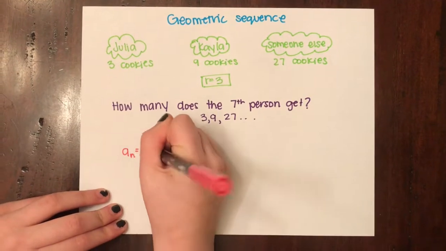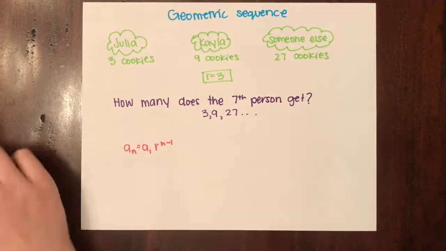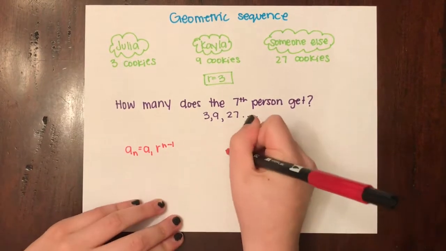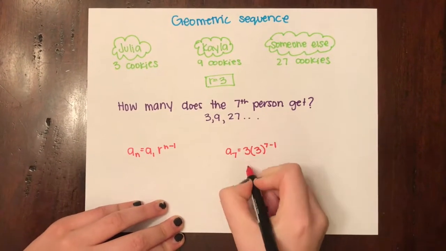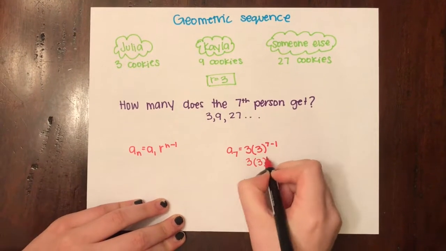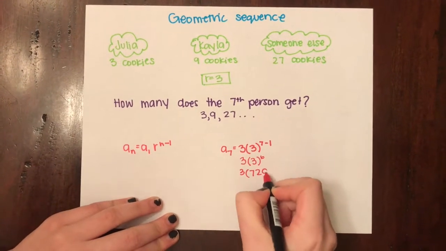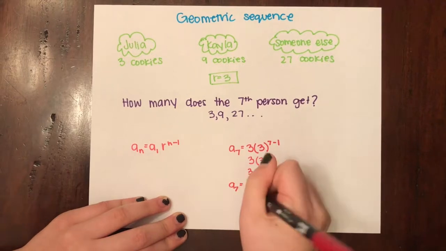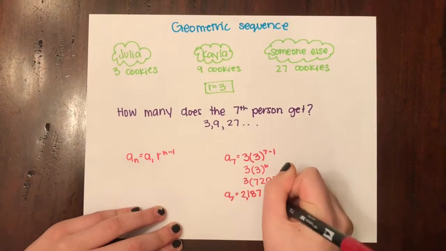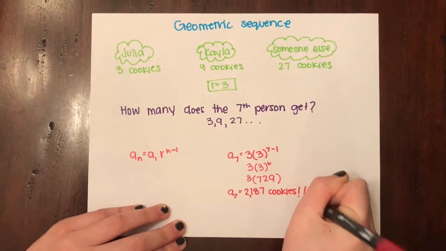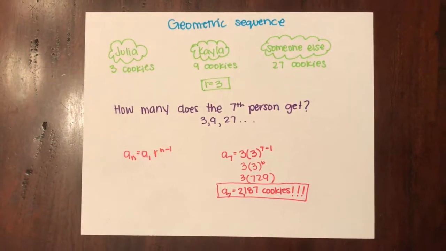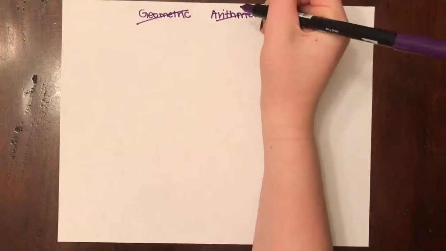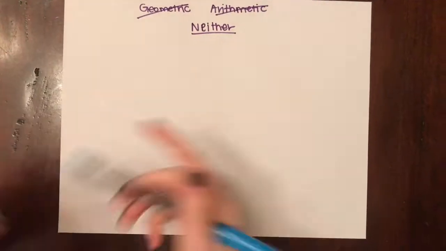To solve this problem, you would use the formula a_n equals a_1 r to the power of n minus 1. You would plug in 7 for n, and you would get 3 times 3 to the power of 7 minus 1. 7 minus 1 is 6, and 3 to the power of 6 is 729. You times that by 3, and you get 2,187 cookies.